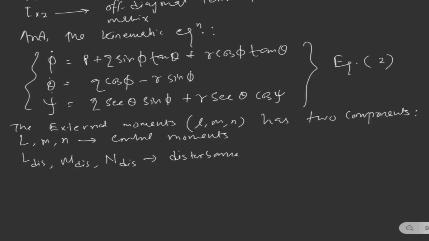Now, based on this, we can write L equal to L plus L disk, and m equal to m plus m disk. This is small m. This is small m disk, and n equal to n plus n disk.